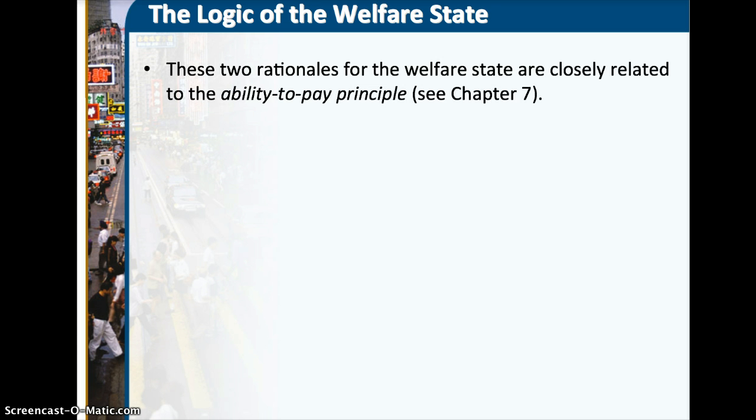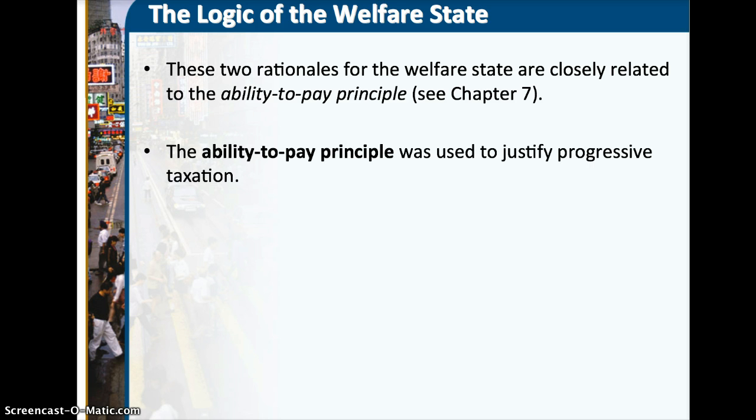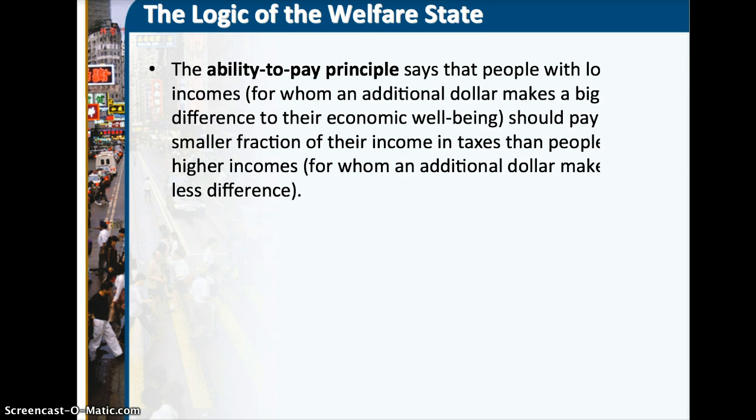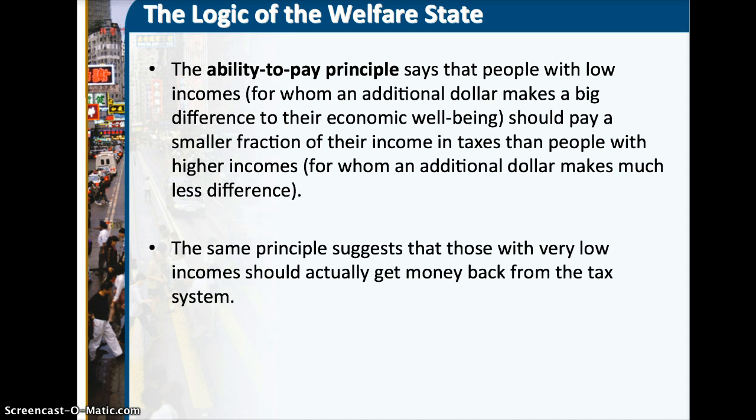These two rationales for the welfare state are closely related to the ability to pay principle from Chapter 7. The ability to pay principle was used to justify progressive taxation. The ability to pay principle says that people with low incomes, for whom an additional dollar makes a big difference to their economic well-being, should pay a smaller fraction of their income in taxes than people with higher incomes, for whom an additional dollar makes much less difference. The same principle suggests that those with very low incomes should actually get money back from the tax system.